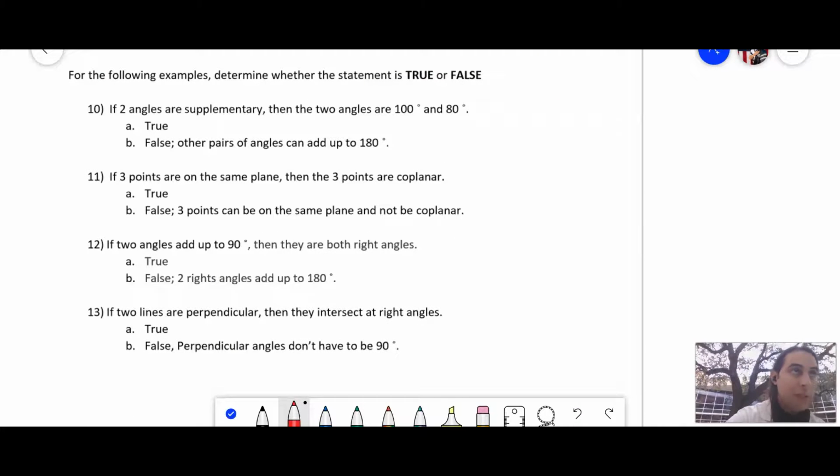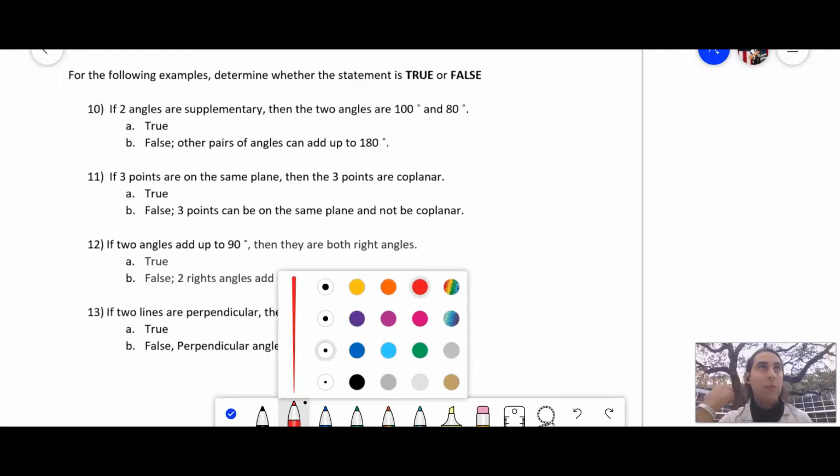All right, now if something is false, you got to be able to give what we call a counter example that proves that it's false. Let's do that. On number 10, if two angles are supplementary, then the two angles are 100 degrees and 80 degrees.